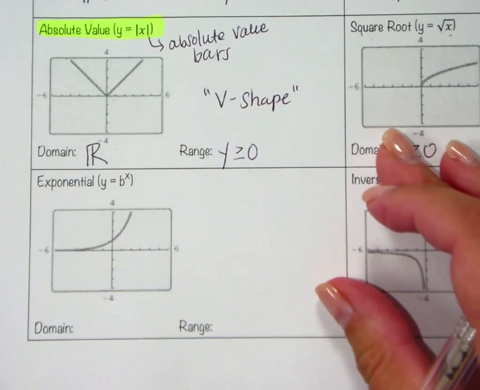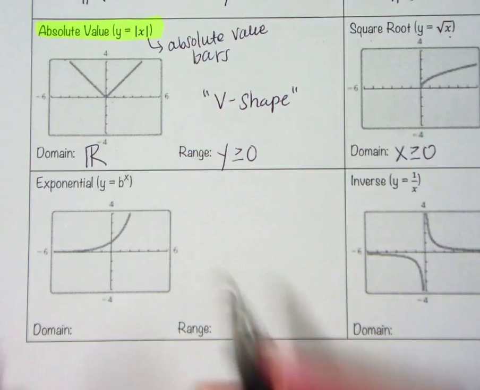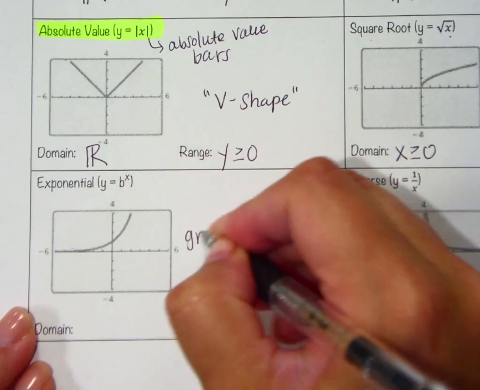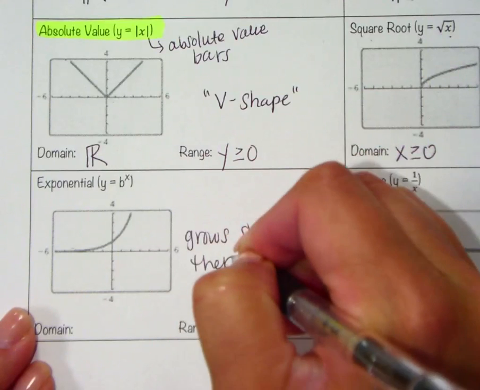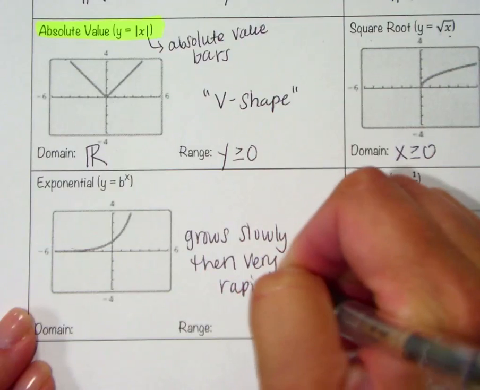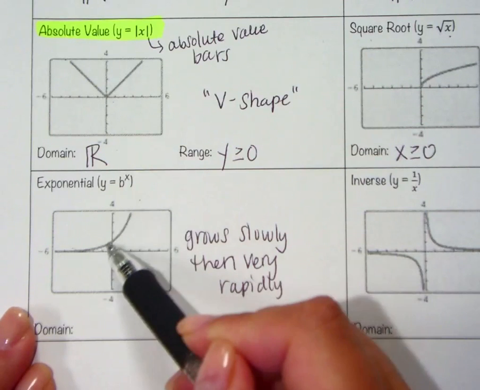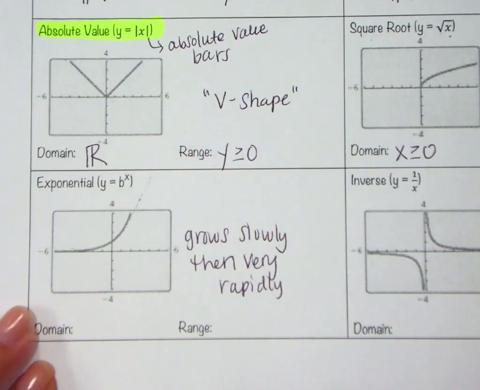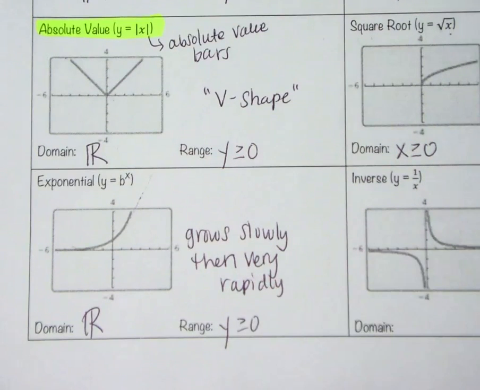Our exponential function, we will actually talk about exponentials later on this semester, but it's not one we'll focus on right now. This graph grows slowly, then very rapidly. So you see it's growing slowly, and then eventually it goes almost vertically. Domain is all real numbers, range has to be greater than or equal to 0.